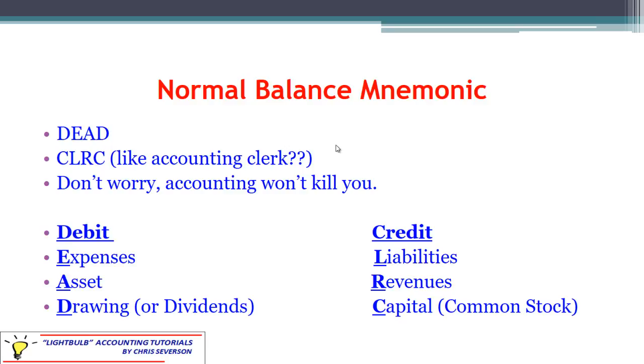The next word, it's not really a word, it's just close. You can pull a word out of it. C-L-R-C. You can say clerk, Clark. Sometimes you can think, hey, accounting clerk. When you're going through accounting, sometimes you think that accounting and these normal balance rules will kill you, but of course it won't. So DEAD for the debit accounts, CLRC for the credit accounts. The credit accounts include liabilities, revenues, and capital.